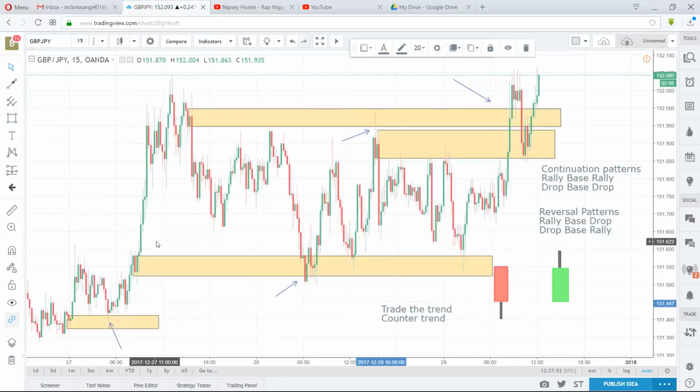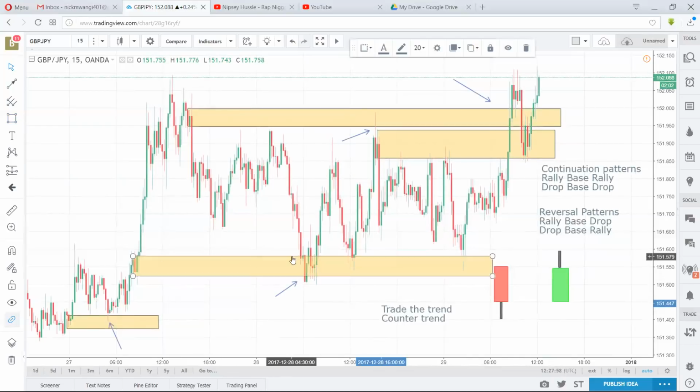Okay, so trading the trend means that if the price is in an uptrend, we'll look to get in on the pullbacks so that you can continue the uptrend, or vice versa for the downtrends. We'll look for areas where the price is doing a liquidity push so it can continue downwards.